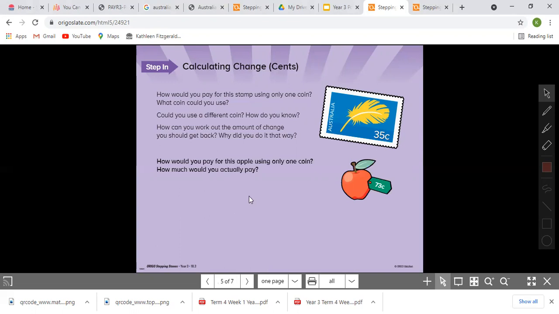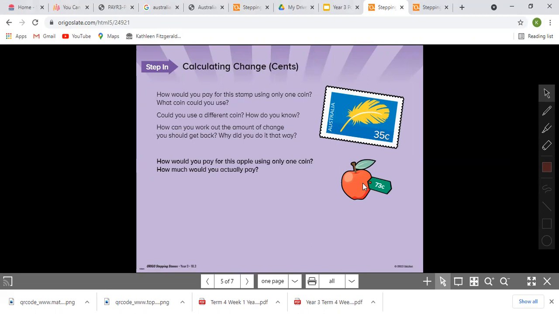Okay, now we've got an apple, and the apple costs 73 cents. Now remember from yesterday, we had to calculate how to round that money. So we know that an apple at 73 cents would get rounded up to 75 cents because 71, 72 would get rounded down to 70 cents. 73 and 74 cents get rounded up to 75 cents. So we would actually have to pay 75 cents.